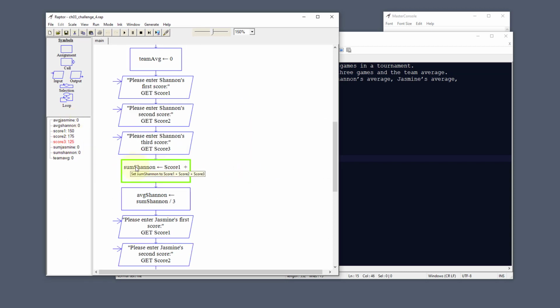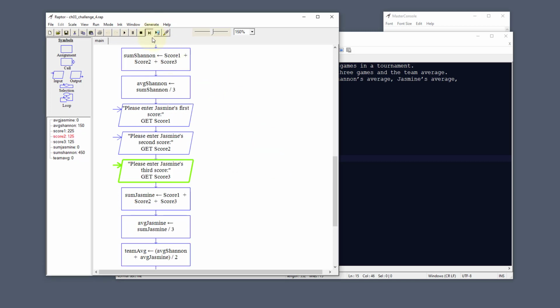And then we're going to come in and set sum of Shannon to what those 3 scores were. So we're going to add those 3 scores together. And now our sum of Shannon is stored in memory. And then we're going to enter our next set of scores. So we're going to say 225, 125, and 175. I'm just making up numbers here.